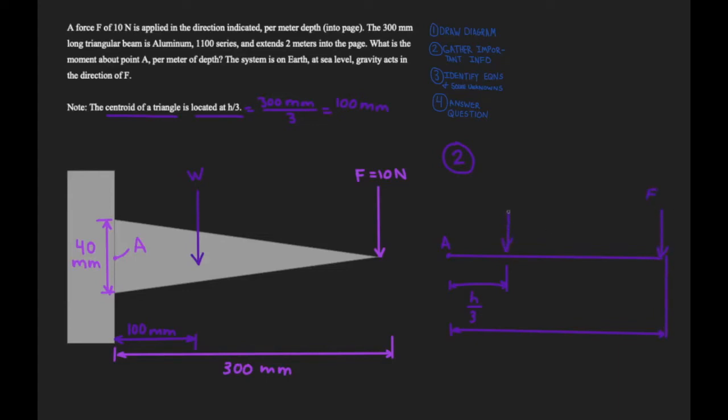So let's mark our weight force on the diagram, and then let's draw all of our forces. Now, because this is a fixed beam, we know that about point A, there's going to be a reaction force in the x and y directions, and there's going to be a moment about A. So you can see that all annotated on the diagram. Now, we don't know what our weight force is. We do know what the force on the end of the beam is. That's 10 newtons.